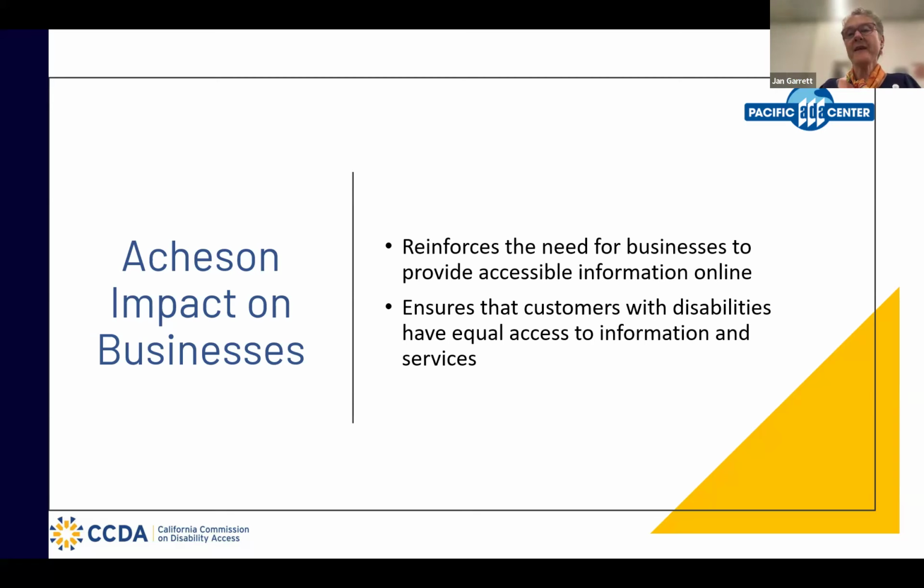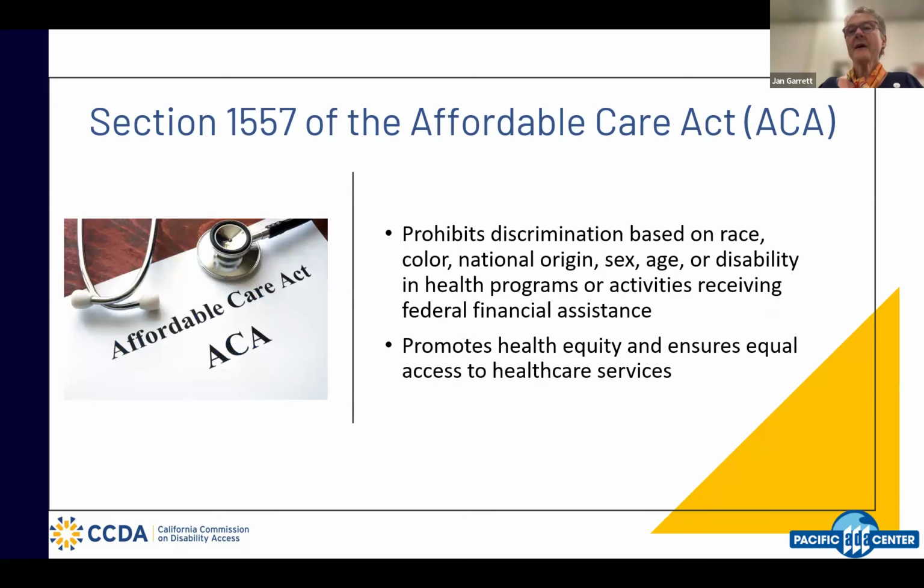Okay, and then let's go to the next one. So also, we have Section 1557 of the Affordable Care Act. Many people know about the Affordable Care Act. Some people call it Obamacare, but a lot of people actually now have health care because of the Affordable Care Act. And Section 1557 prohibits discrimination based on race, color, national origin, sex, age, or disability in health programs or activities that receive federal financial assistance.